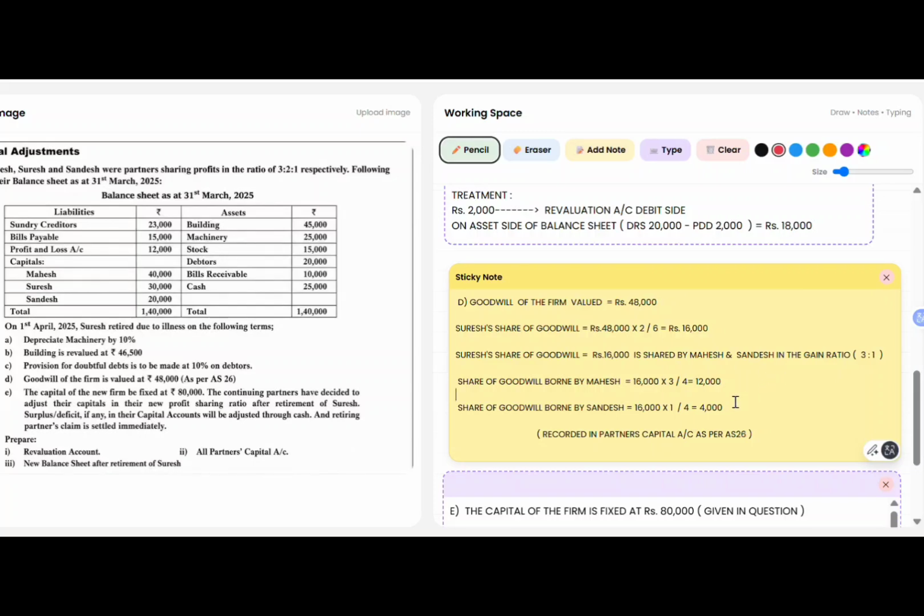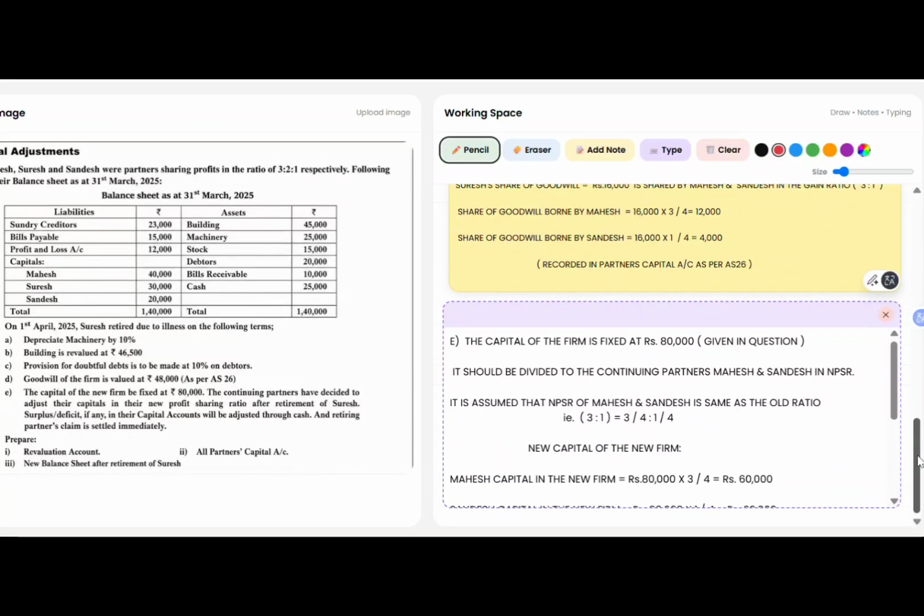Now moving on to the last adjustment, it says that the capitals of the partners have to be adjusted as per the new capital, 80,000, and the retiring partner is settled immediately. So first let's see how to calculate the capital. Since they have already given us the new capital of the new firm after retirement of the partner, let's first divide the share of capital for both the partners as per the new ratio. The capital of the firm is fixed at rupees 80,000. That is what is given in the question.